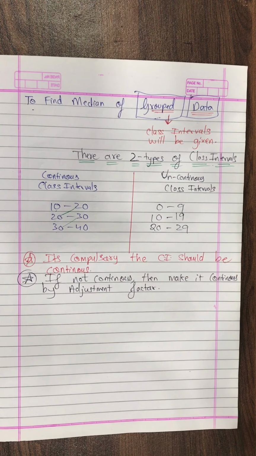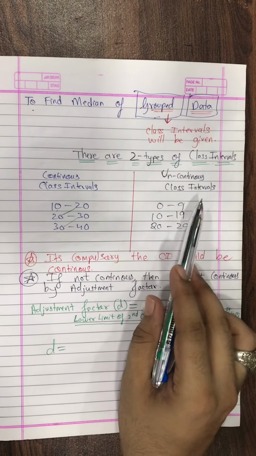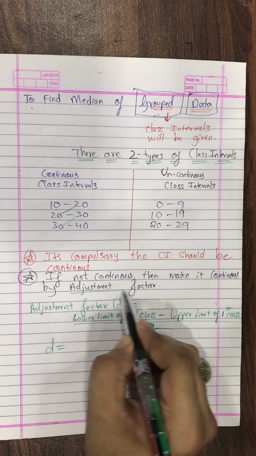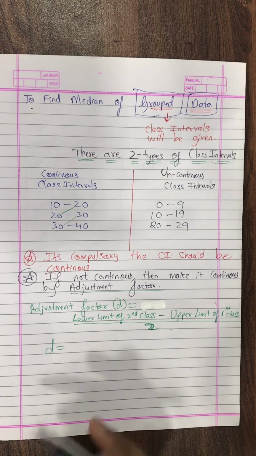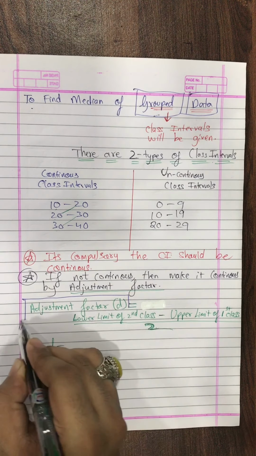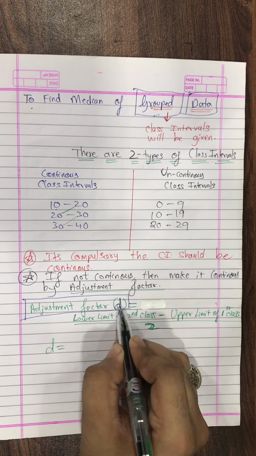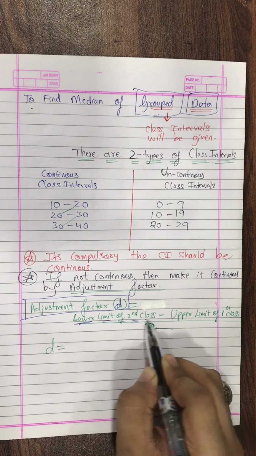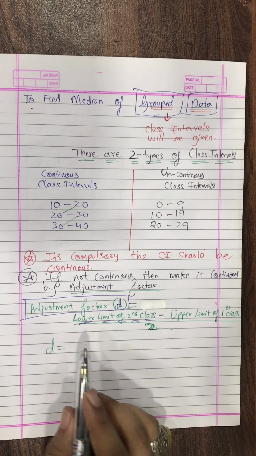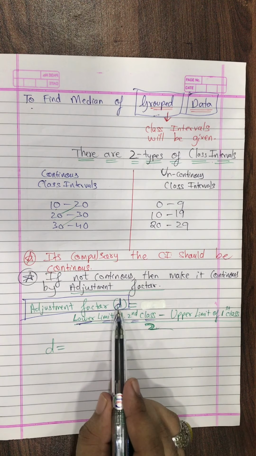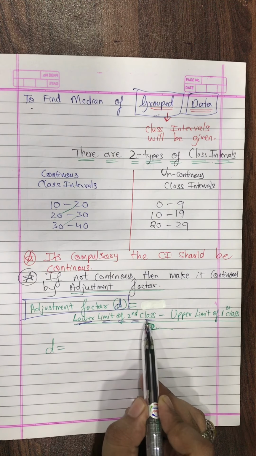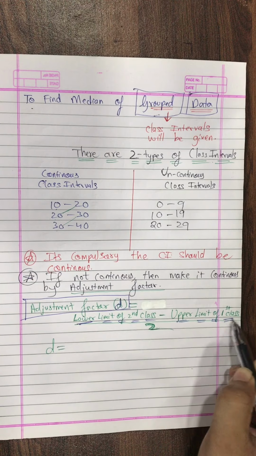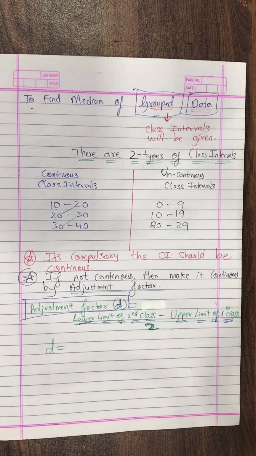I'll take this example in front of you. To convert the uncontinuous class into a continuous class, we need to take the help of the adjustment factor. Students, what is this adjustment factor? It is normally denoted by small d. I am giving you the formula of adjustment factor d: lower limit of second class minus upper limit of first class, the whole upon 2.